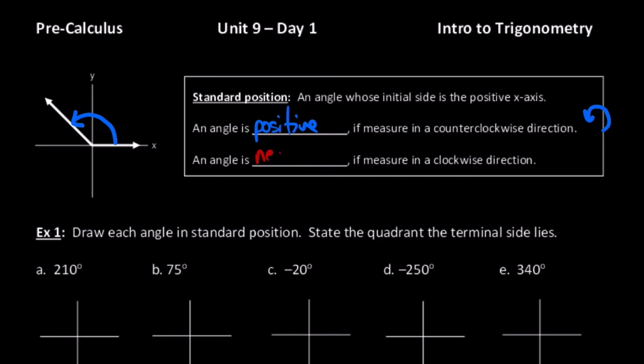An angle then is negative if measured in a clockwise direction. So clockwise goes this way. So if I were to start here, the initial side, and go around this direction, that red angle would be negative.